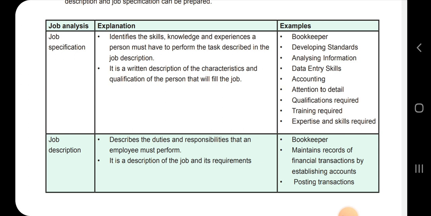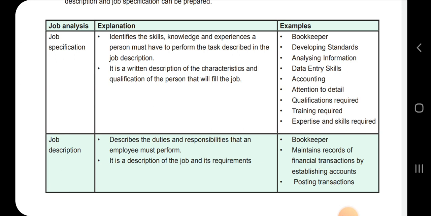Let's go for description. A description describes the duties and responsibilities that an employee must perform. So you're going to be a grade 4 teacher teaching them mathematics. What skills do you need to have in order to perform this job? That is a job specification. Here they were talking about a finance person. For teaching, you might need a teaching degree, maybe 3 years of experience to teach these grade 4 learners.